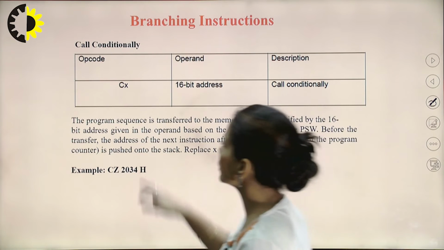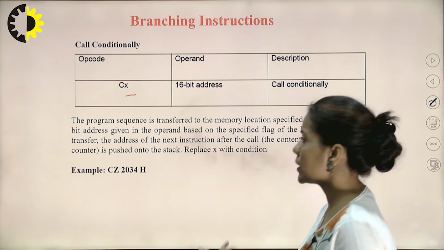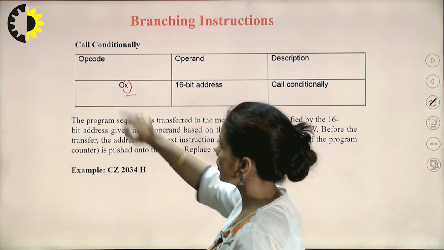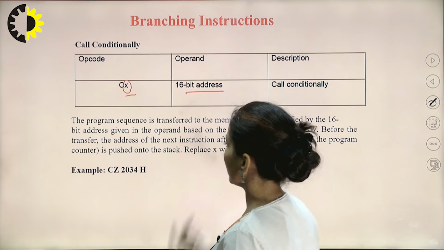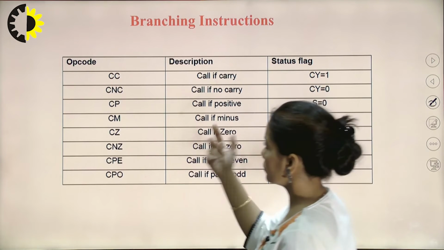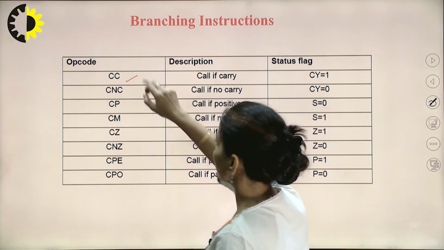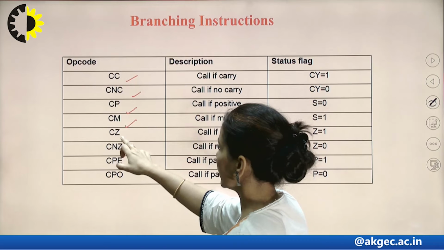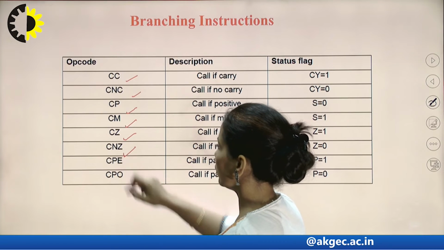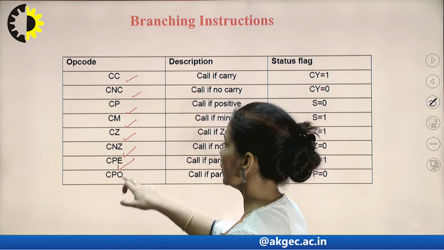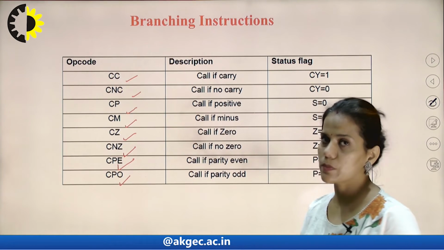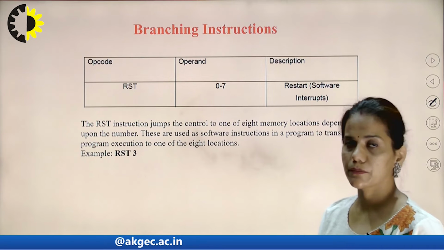Now we talk about the conditional calls. This is the same as the conditional jump instructions. Here the condition is denoted by X and a 16-bit address again. So the same conditions: call if carry, call if not carry, call if positive, call if negative, call if zero flag set, call if zero flag not set, call if parity is even, call if parity is odd. Similar conditions are here also.